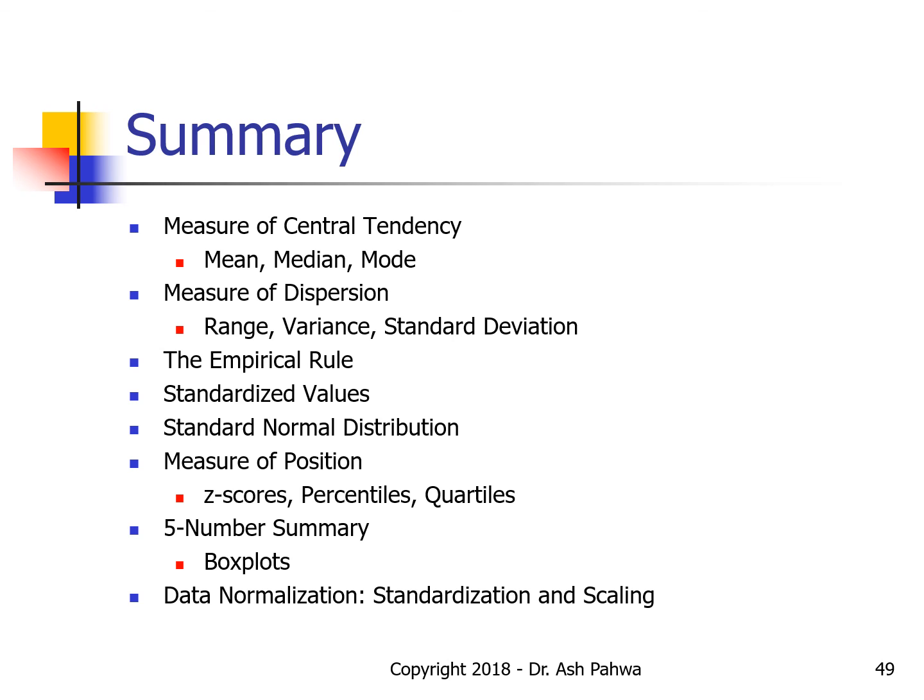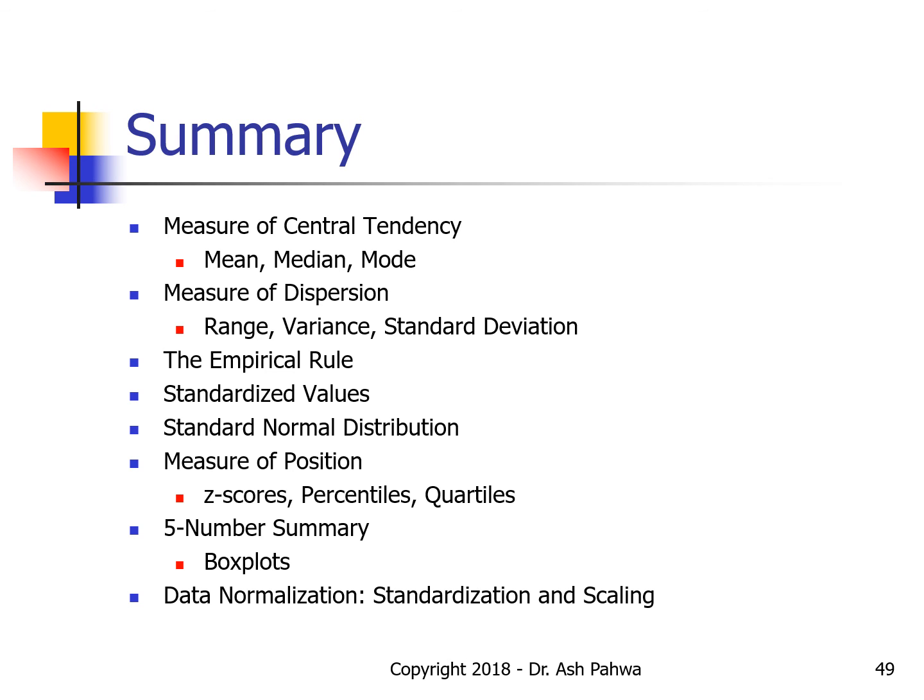So that is the end of this lesson. Let me summarize what I covered. First of all, I covered the measures of central tendency, which are mean, median, and mode. Then I covered the measures of dispersion: range, variance, and standard deviation. Then we looked into the empirical rule, standardized values, and the standard normal distribution.